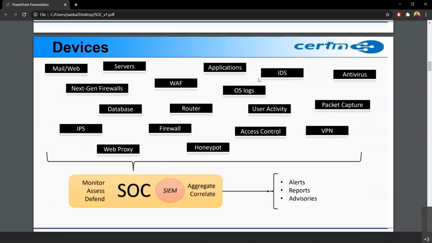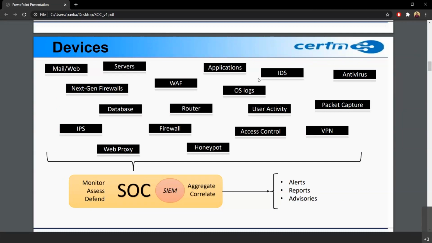So, discussing the devices that are there in a SOC: the mail servers, the next-gen firewalls, the databases, the IPS, proxy servers, VPN, all of the security devices. They are basically controlled in a SOC environment, so that efficient coordination between the security devices is handled in a better way. So a SOC monitors these devices, assesses, and defends the organization from attacks. Basically, the SOC monitors so that there is no breach, and it has the responsibility of defending the organization.